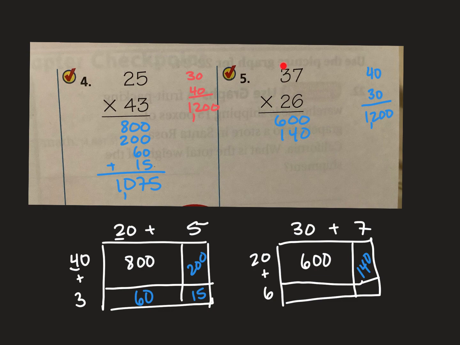Then we're going to do the 30 times 6. 30 times 6, that's this part right here. 3 times 6 is 18. And 1 zero on the end. And finally, the last bit left is the 6 times 7. The ones column, 6 times 7 is 42. Those are our partial products.